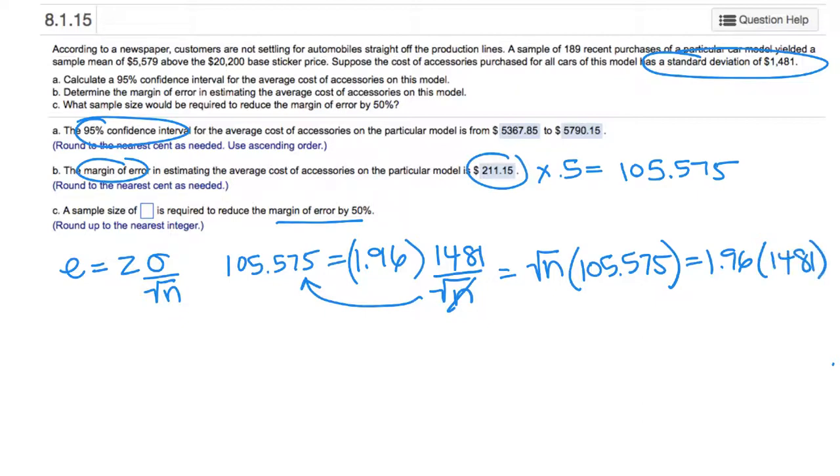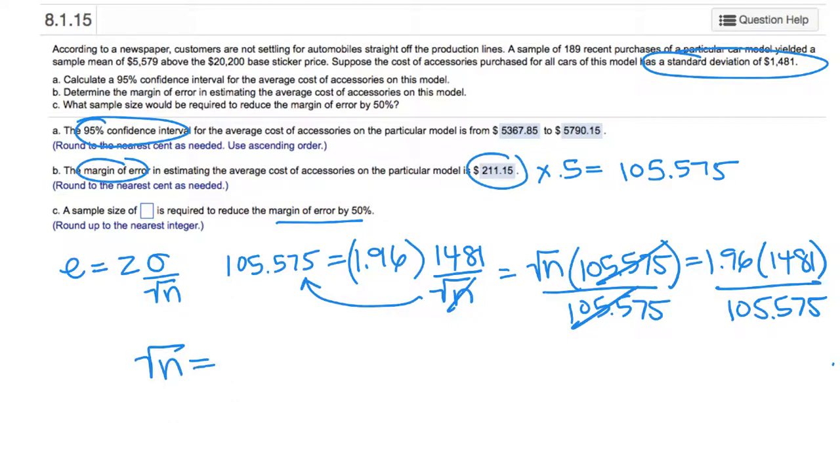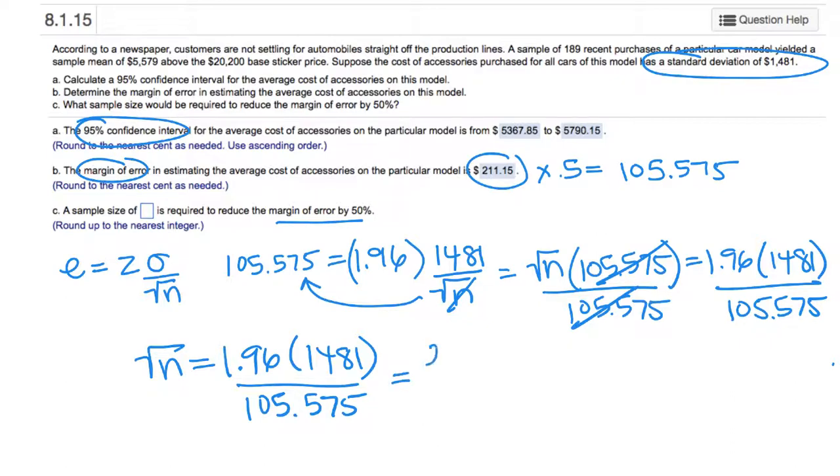I haven't simplified everything just yet. Now, I still want my n by itself though, so in order to get rid of my 105.575 on this side, I will divide both sides by the 105.575. So when I get rid of that, now what I'm left with is the square root of n equals 1.96 times 1481 divided by 105.575.